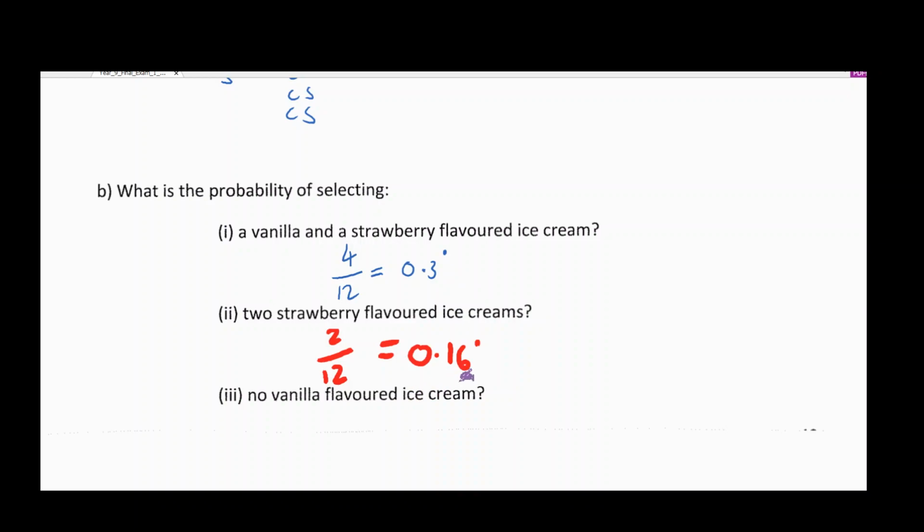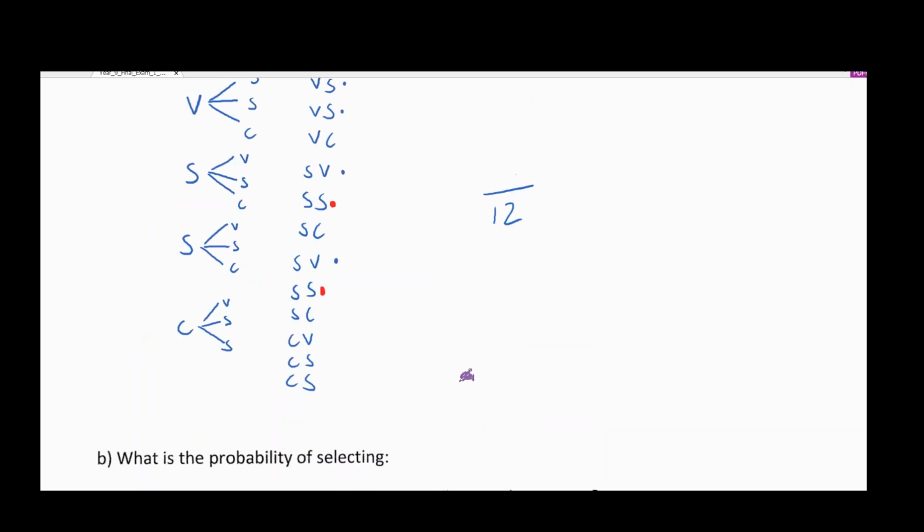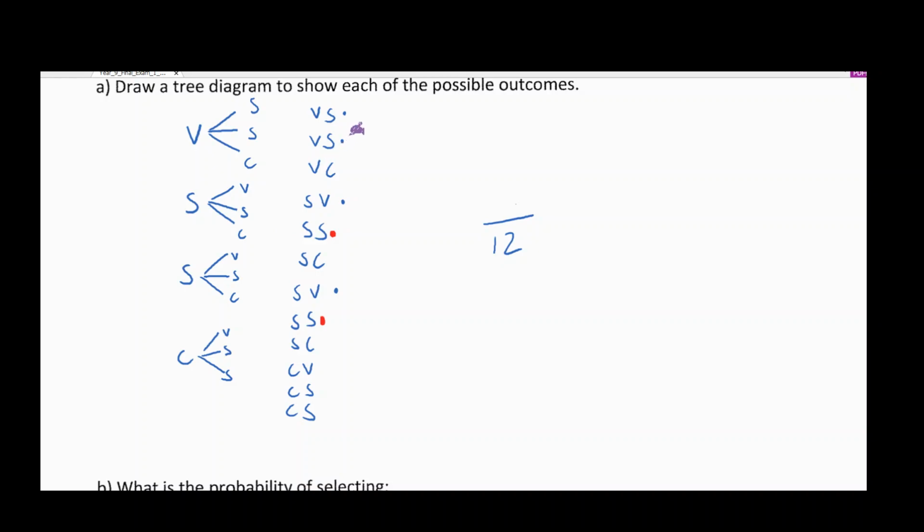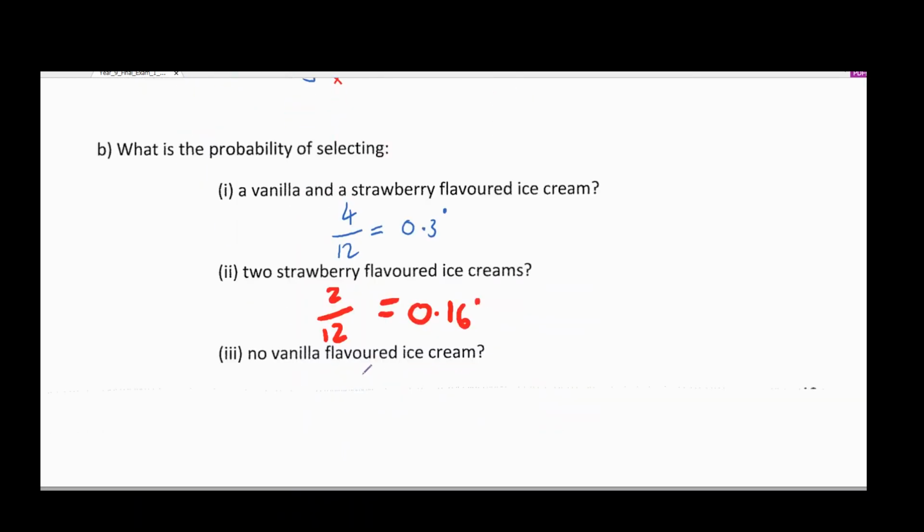And no vanilla flavoured ice cream. So let's look for no vanilla. So that's a no vanilla. That's a no vanilla, and that, and that, and that's a no vanilla. All the others have a vanilla. So 1, 2, 3, 4, 5, 6. 6 out of 12, which is a half. 6 over 12, which equals 0.5.